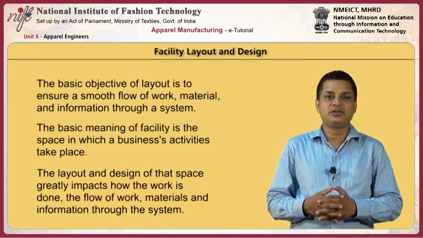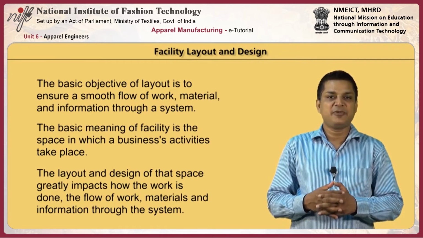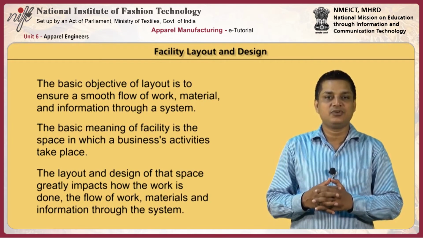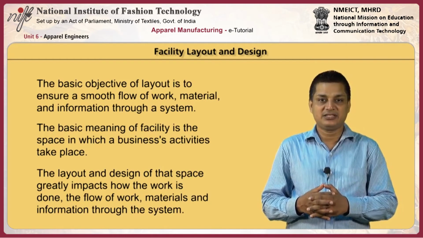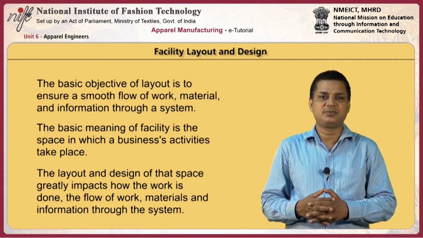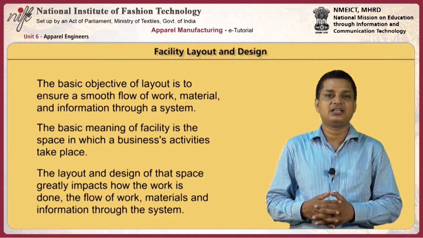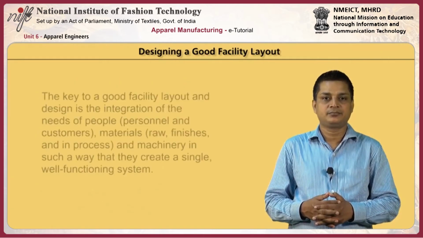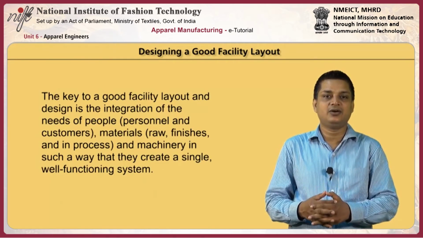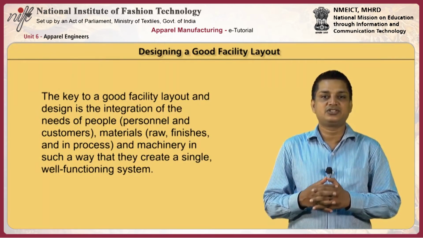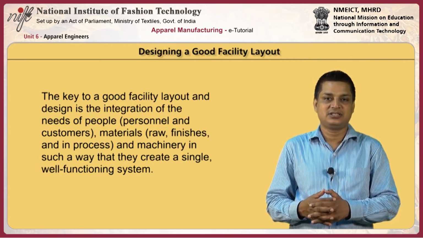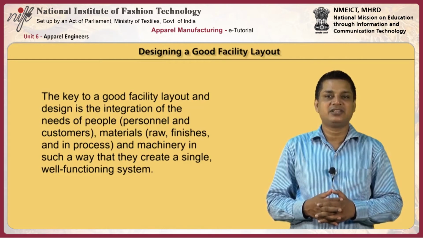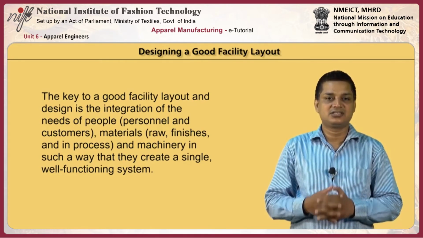The basic objective of layout is to ensure a smooth flow of work, material and information through a system. The basic meaning of facility is a space in which business activities take place. The layout and design of that space greatly impacts how the work is done, the flow of work, materials and information through the system. The key of a good facility layout and design is the integration of the needs of people, personnel and customers, materials, that is raw, finished and in process, and machinery in such a way that they create a single well-functioning system.